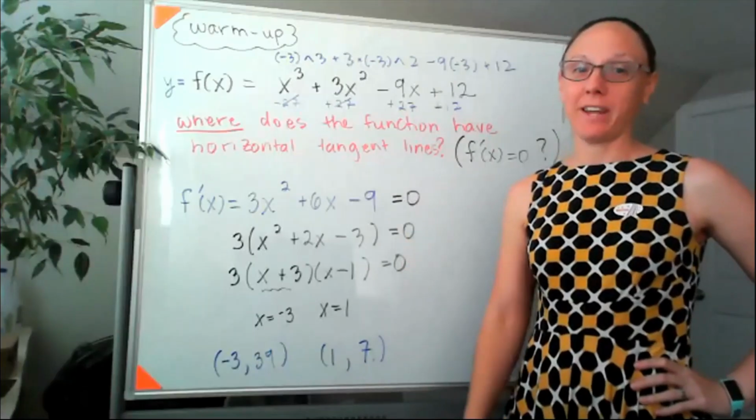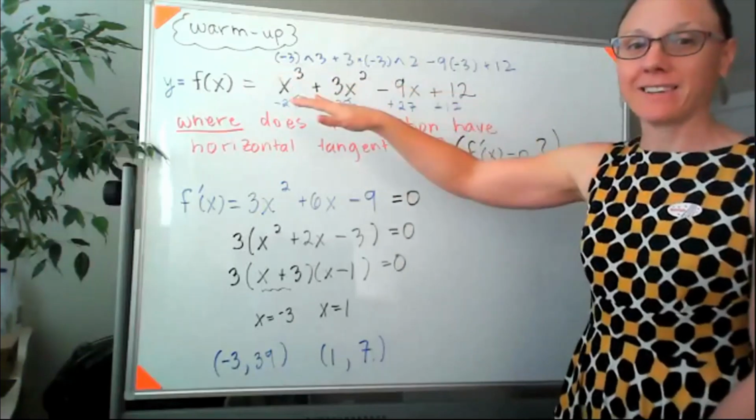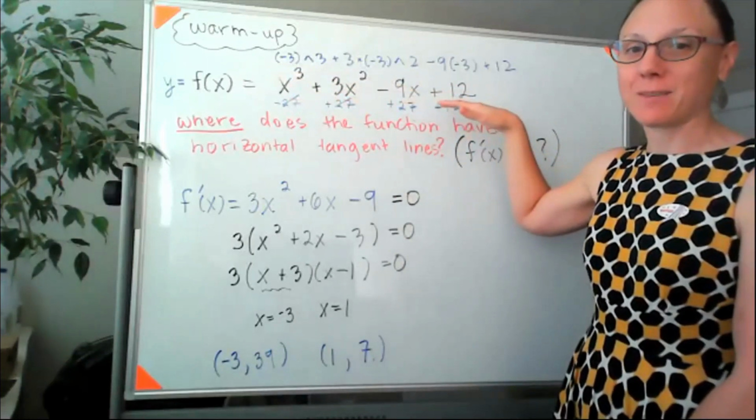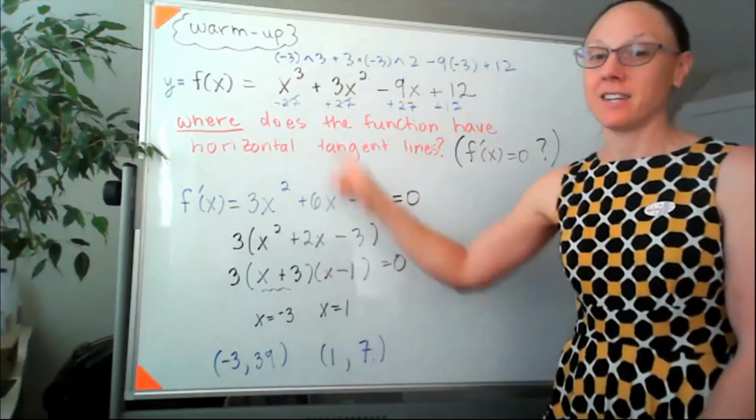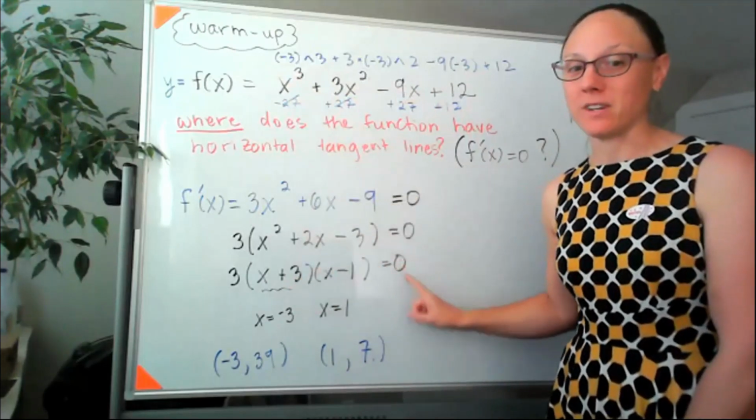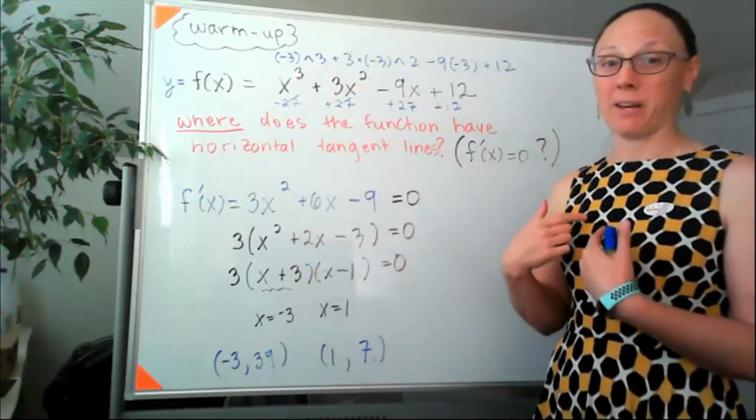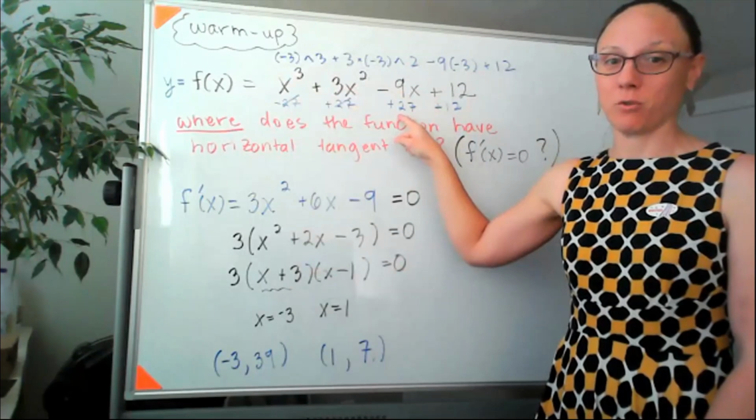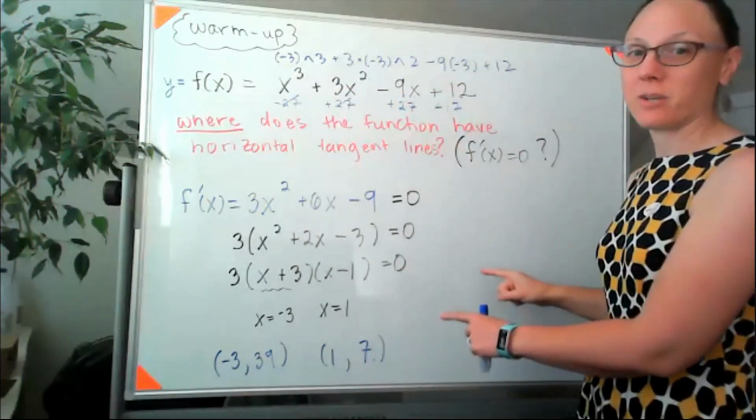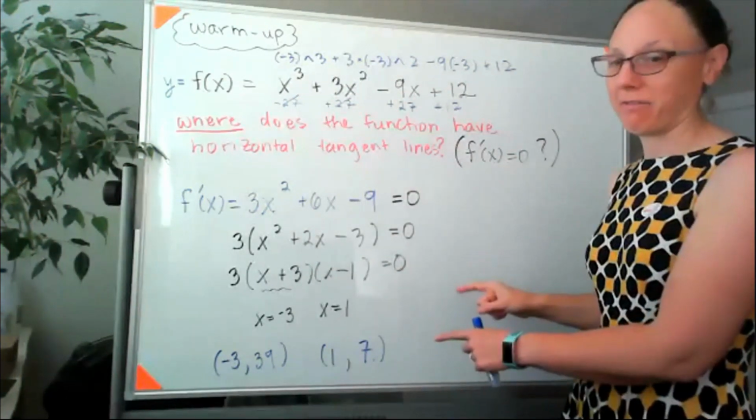My 30-second recap. Here's my function, x cubed plus 3x squared minus 9x plus 12. We were looking for where that function has horizontal tangent lines. We took a derivative, we set it equal to 0, we solved for some points. I made a math mistake. Fun fact, -9 times -3 is positive 27. And now we're just about to get back around to graphing this thing.